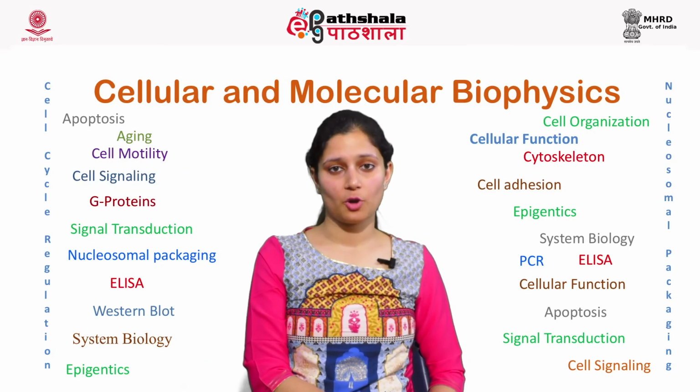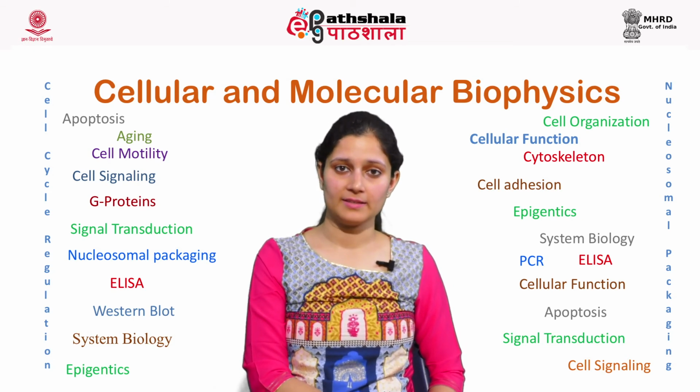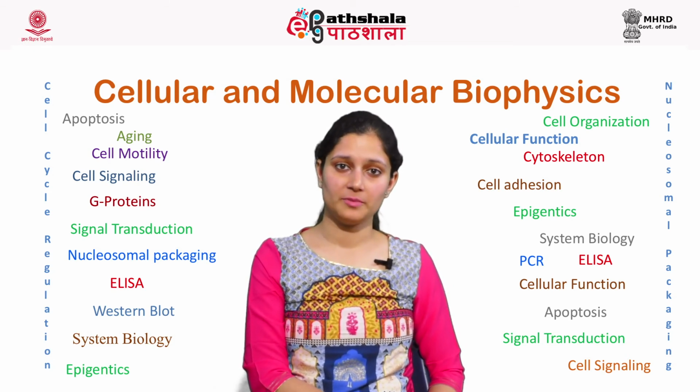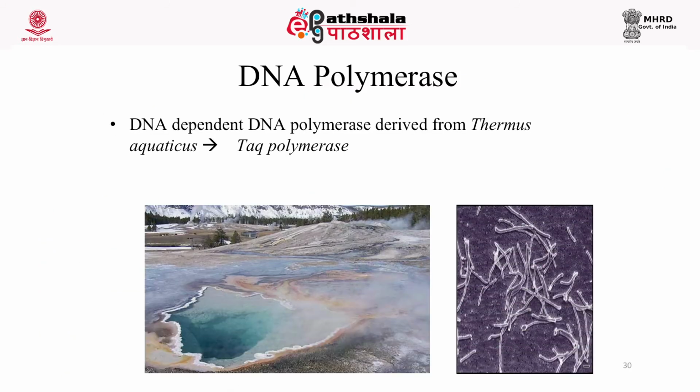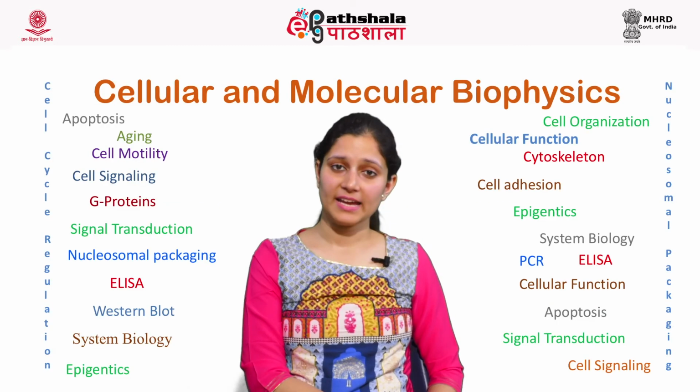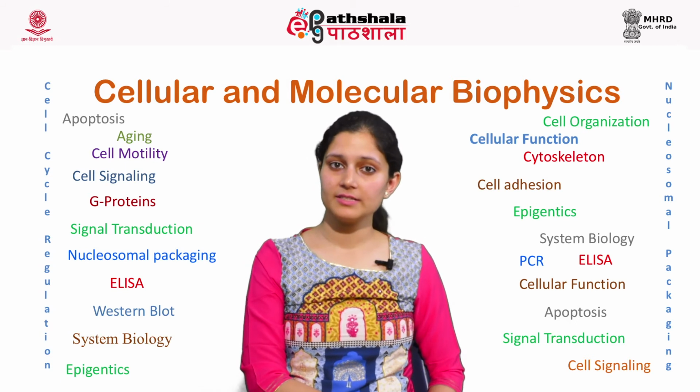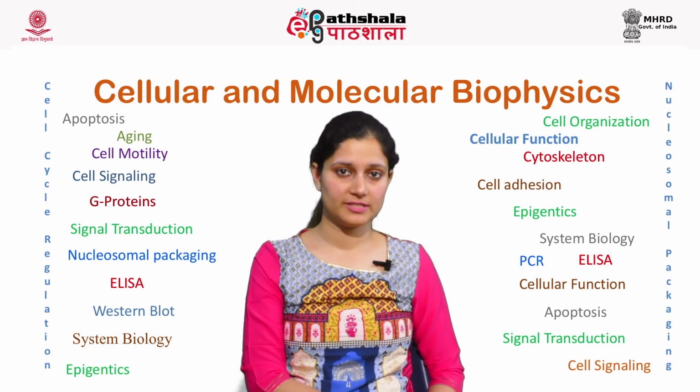To tide over this problem of labile DNA polymerase, thermostable DNA polymerases were discovered. These thermostable DNA polymerases were derived from Thermus aquaticus, which is an organism of the hot springs of Yellowstone National Park in USA. Besides Taq polymerases, there are other DNA polymerases which are thermostable.